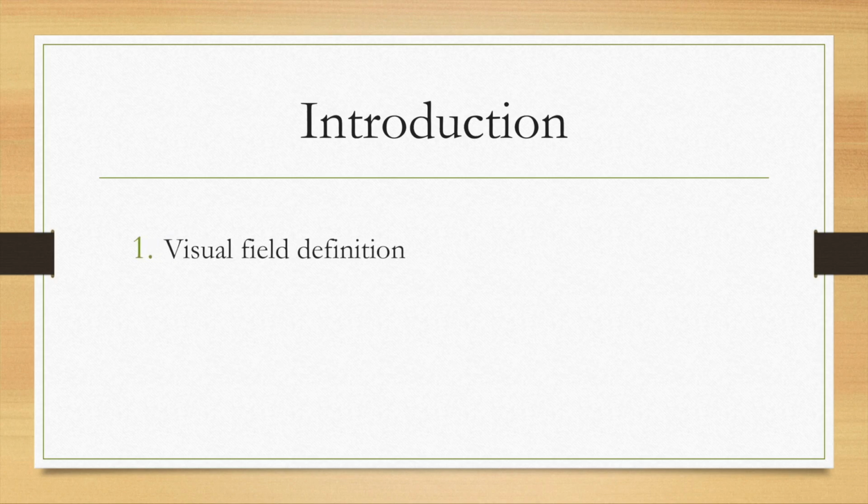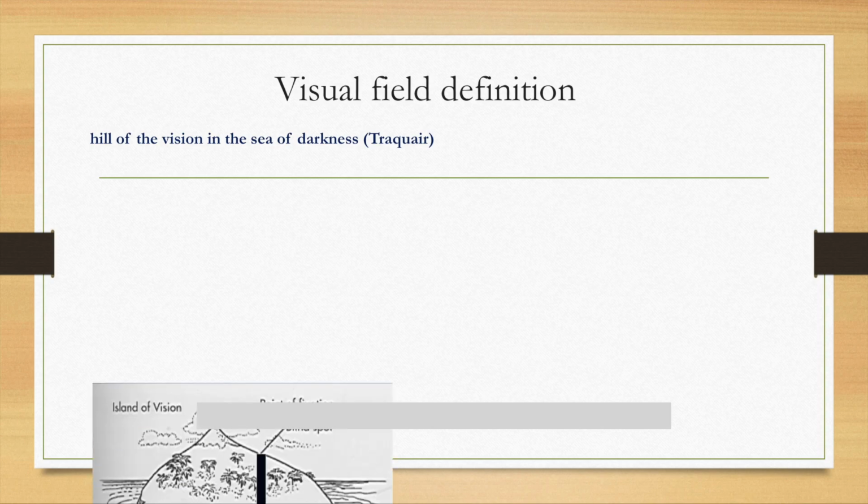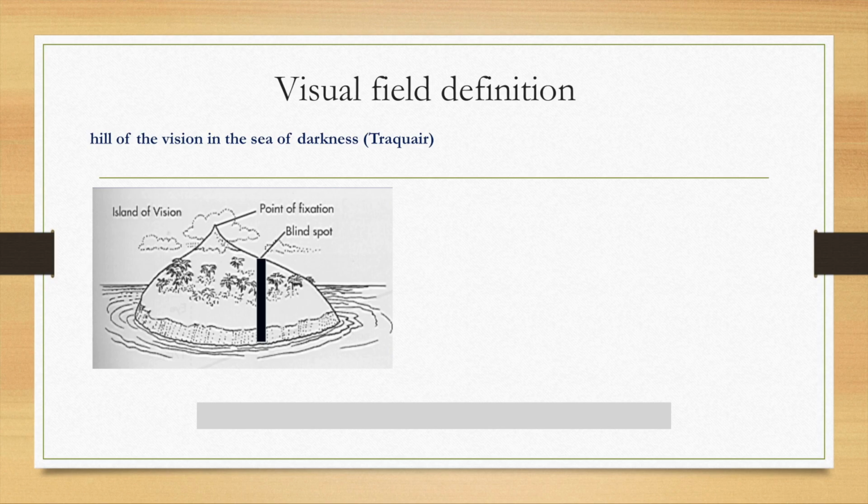Today I'm going to talk about the definition of the visual field and about the definition of some visual field terms. The simple definition of the visual field is a hill of vision in the sea of darkness as defined by the tracker. This photo shows an island of vision surrounded by the sea of darkness, and you can see the blind spot and the point of fixation, which is the sharpest point.